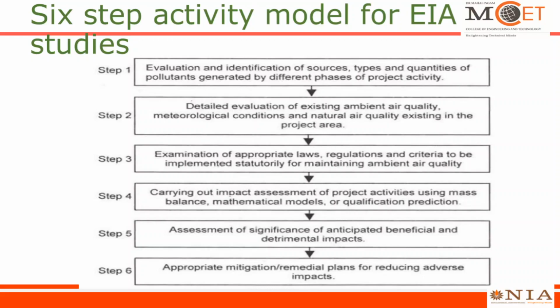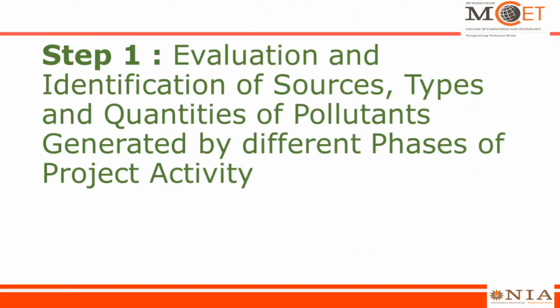Step 5: assessment of significance of anticipated beneficial and detrimental impacts. And the last step is appropriate mitigation or remedial plans for reducing the adverse impacts. So these are the 6 steps that are involved, and we'll be looking at each step in detail. So step 1 is evaluation and identification of sources, types and quantities of pollutants generated by different phases of the project activity.